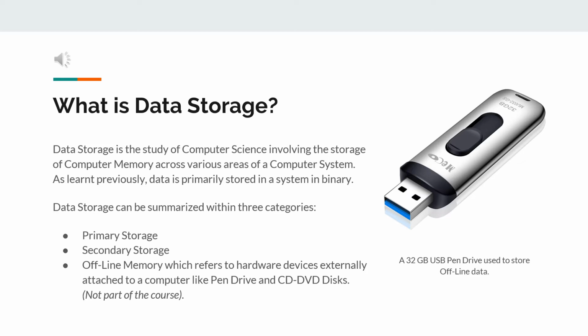Data storage is a study of computer science involving the storage of computer memory across various areas of a computer system. As learned previously, data is primarily stored in the system in binary. Data storage can be summarized within three categories: primary storage, secondary storage, and offline memory. Primary storage is of two types, RAM and ROM, whereas secondary storage is also of two types, HDD and SSD.